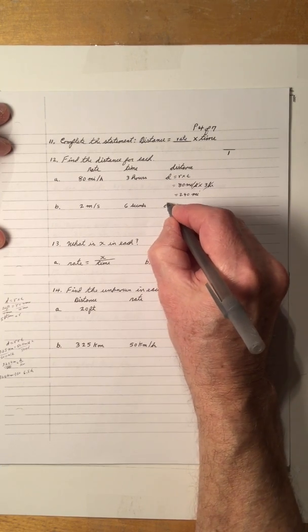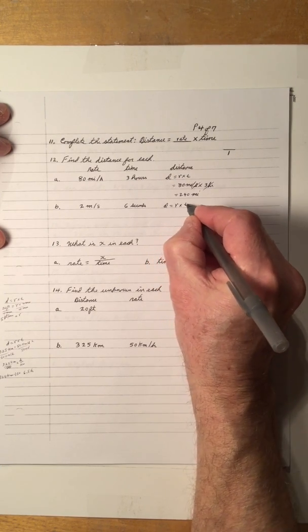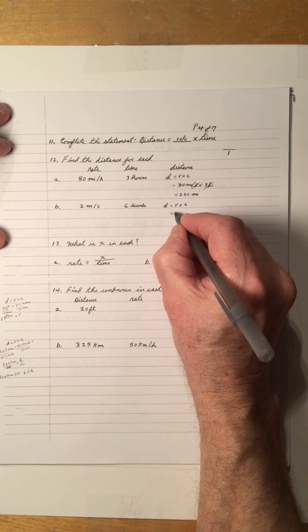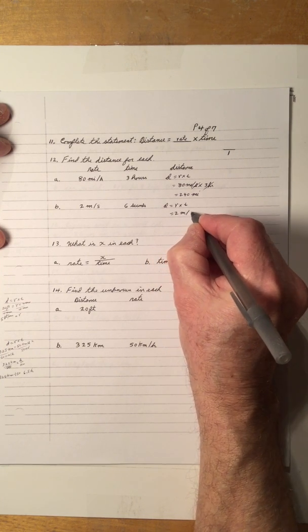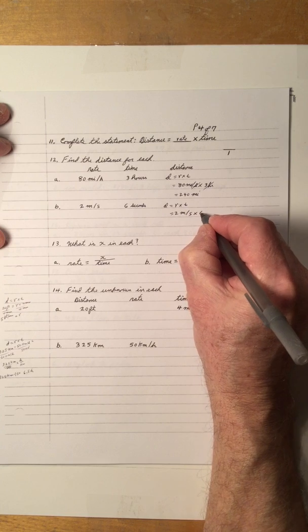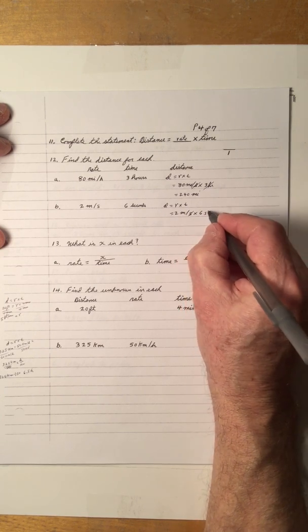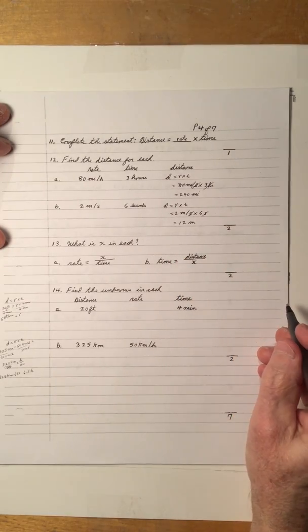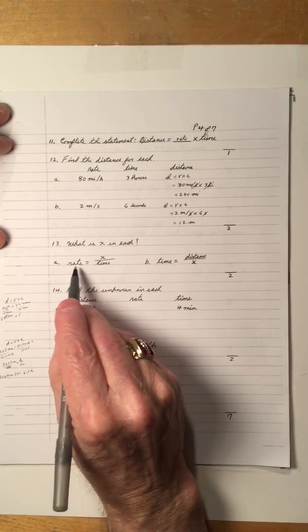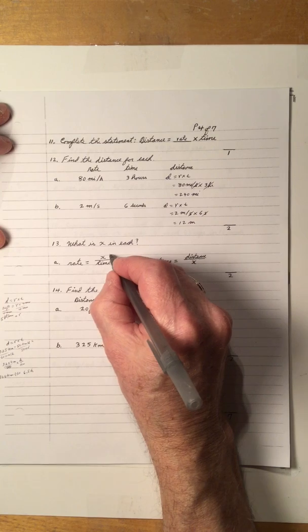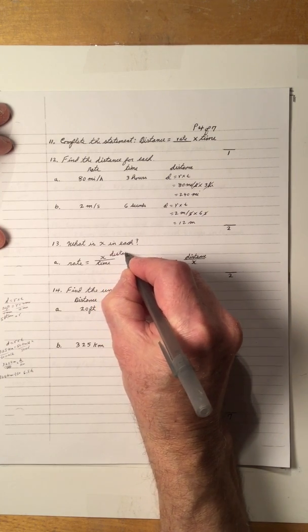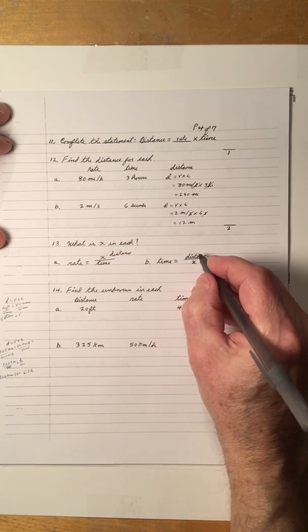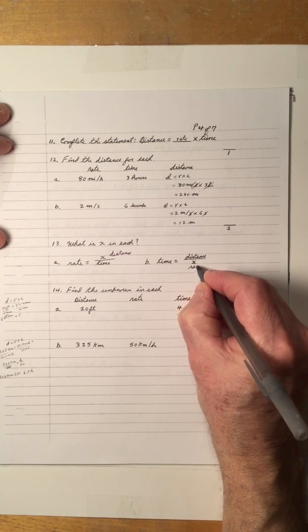And your distance equals rate times time again. So you're traveling at 2 meters per second times 6 seconds. Again, the seconds cancel out and you get 12 meters. What is x in each? Rate is distance divided by time. Time is distance divided by rate.